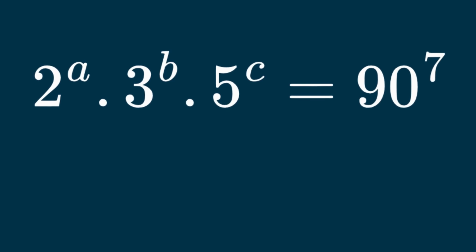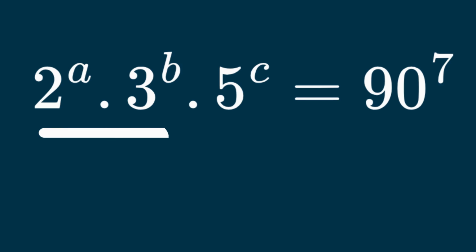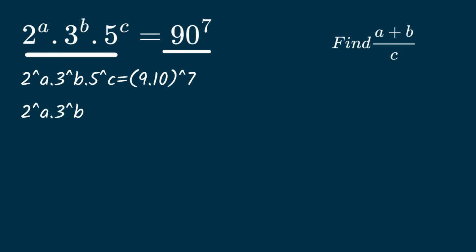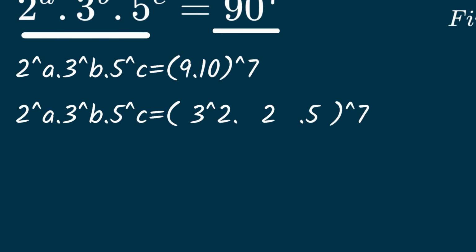Well, the thing about this question is that neither the calculator or logs can do it. But instead of trying to isolate the variables, think about adjusting the 90 with the same numbers of the base of the variables, and start by changing 90 into 9 times 10, and then the 9 into 3 squared, and the 10 into 2 times 5.